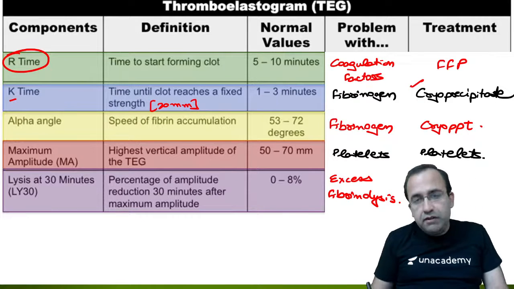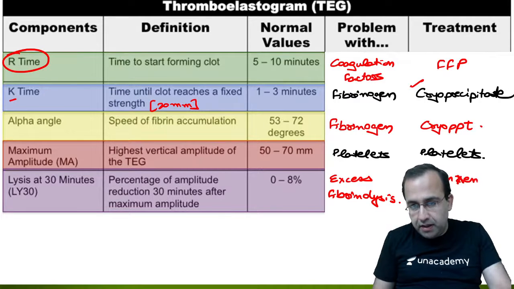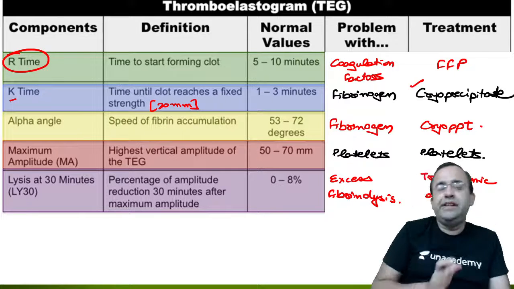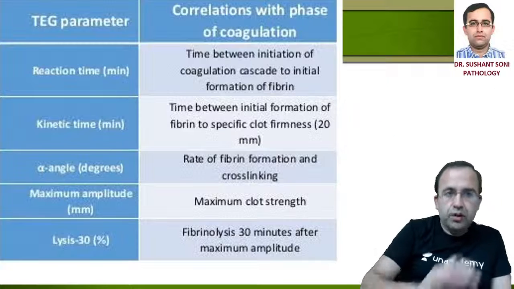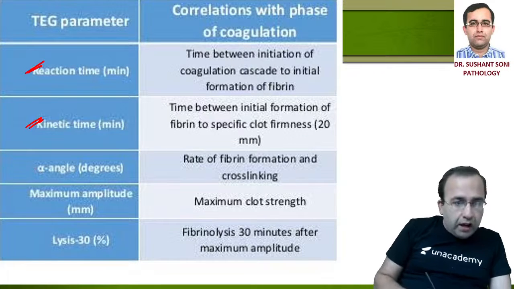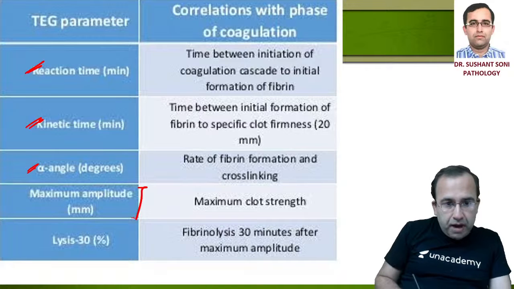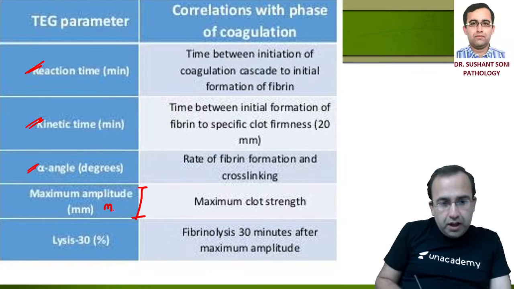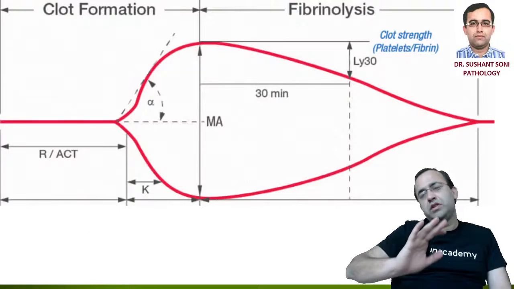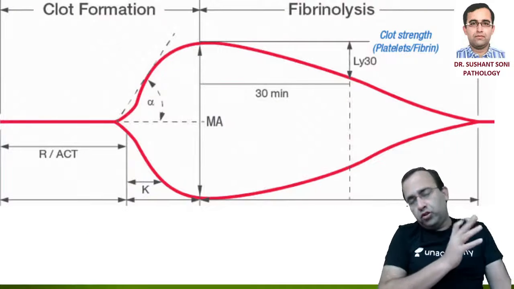You know this very well from pharma also. Therapy for the same is tranexamic acid. This is TEG, which is thromboelastography: reaction time, kinetic time, alpha angle, maximum amplitude, that is MA, and L/30, lysis at 30. This was the graph that we saw.